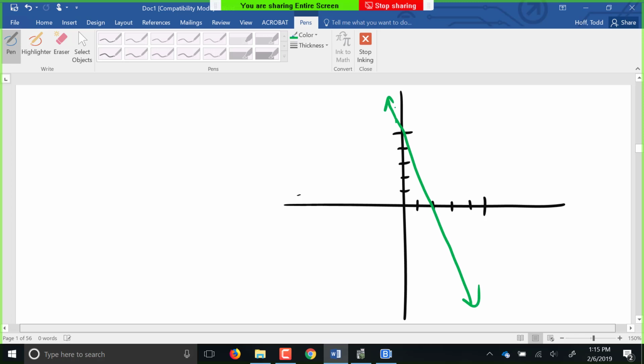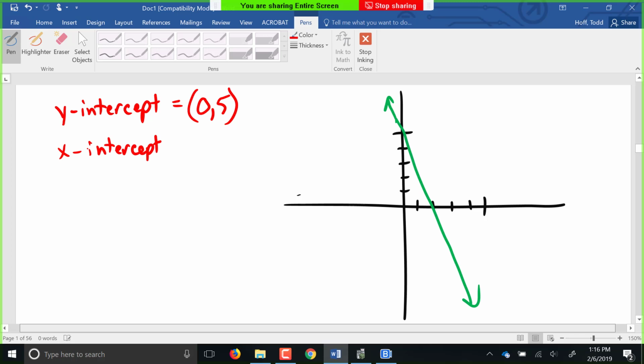So for this line, a little bit of review. Y-intercept is what point? 0, 5. Good. X-intercept? 2, 0. Perfect. We have our 2 points. Those intercepts happen to be our 2 points. Our slope is found between those 2 points.